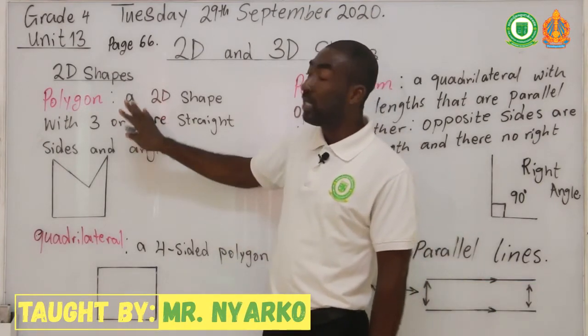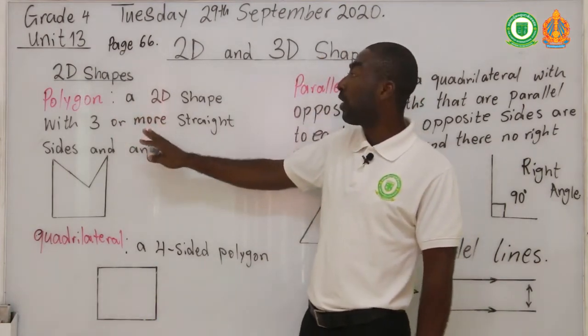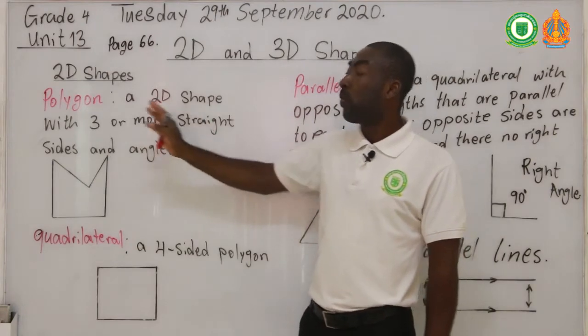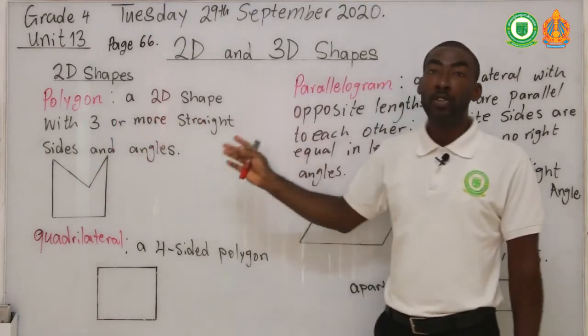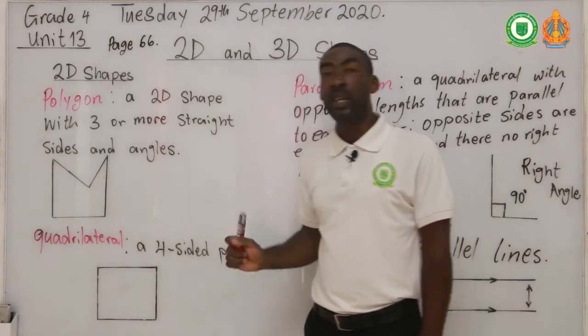Well, but don't deviate from knowing the meaning of a polygon. So a polygon is a 2D shape with 3 or more straight sides, okay? So the sides are these ones, and with an angle.